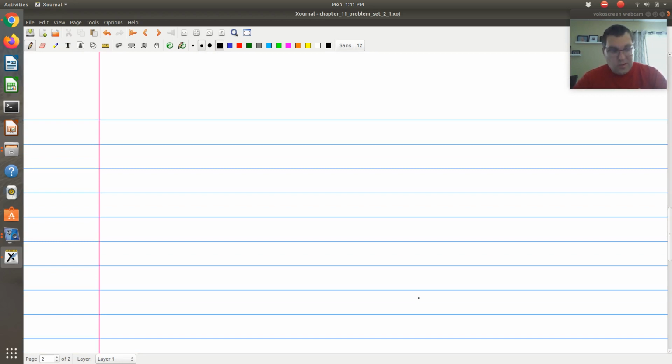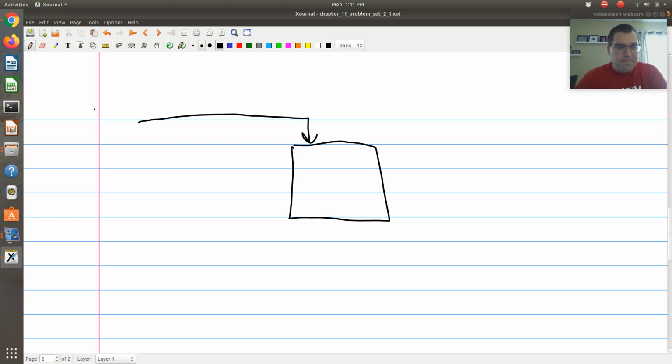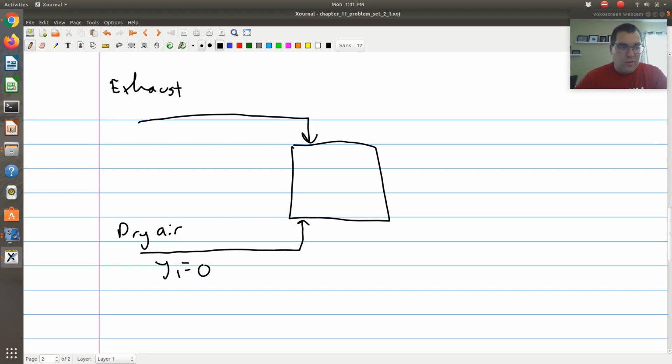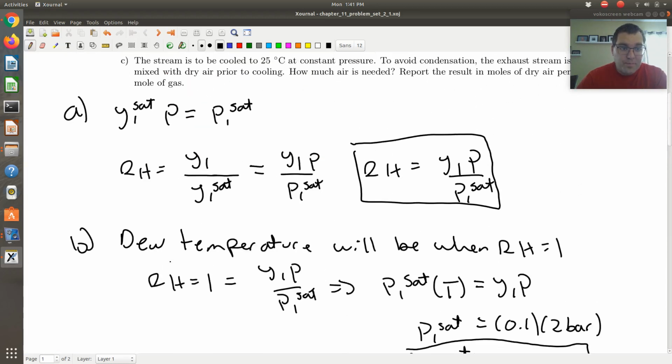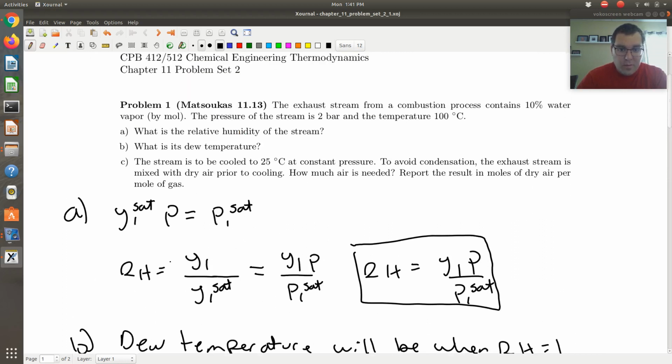So I'm going to draw essentially a little mixer. It's going to look just like my flash drum. I'm going to have some inlet stream, which is my exhaust. I'm going to mix my exhaust plus an inlet stream consisting of dry air. When you hear dry air, what that means is there's going to be no water present. So in this case, let's call this stream B, and this stream A. Y1B is going to be equal to 0. Dry air means no water present. And then that's going to mix to form our final stream.